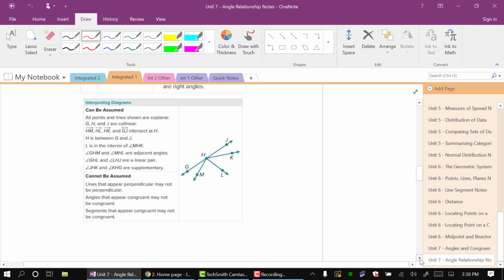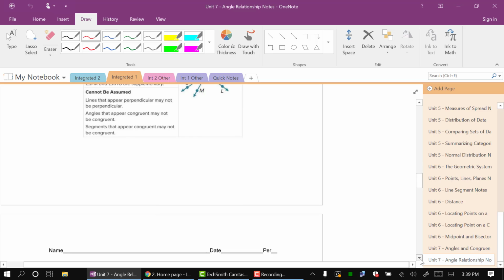And then all points and lines shown are coplanar. So G, H, and J are collinear. If we have ray HM, ray HL, ray HK, and line GJ intersect at H, H is between G and J. So these are all that we can assume from this drawing. We can't assume that the lines appear to be perpendicular. We have to know that they are by that little symbol.